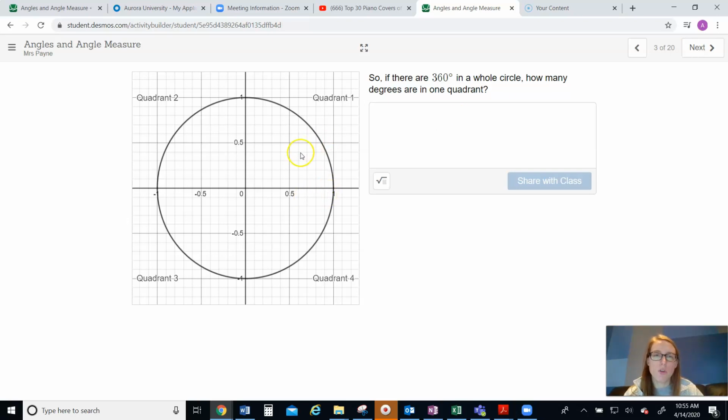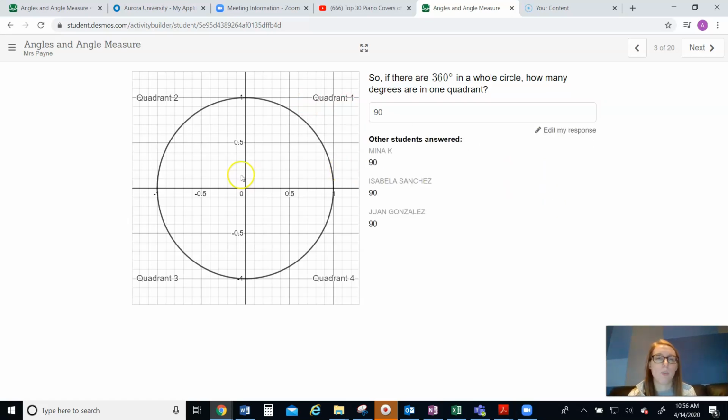So if you look, your quadrants are separated by the x-axis and the y-axis. So this is quadrant 1, quadrant 2, quadrant 3, quadrant 4. There's two different ways of going through this. If there's 360 degrees in a whole circle and I break it into 4 even pieces, well, 360 divided by 4 is 90. Other people in class said, well, this looks like a 90-degree angle. They're perpendicular, the x-axis and the y-axis, so they do create a 90-degree angle.